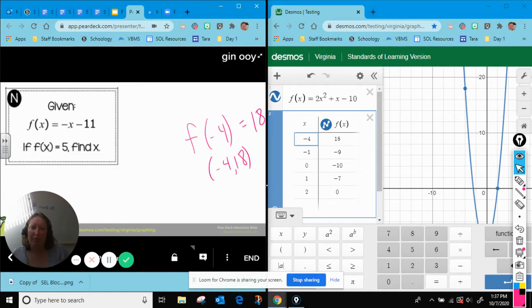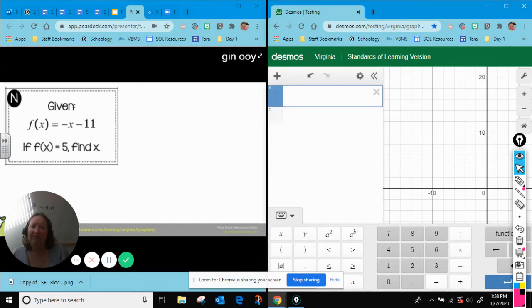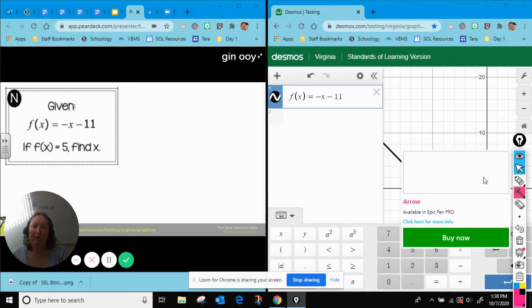Okay, here's our new problem. And we come over to Desmos. I like to just clear it out and start again. And I'm going to type in what they've given me. So f(x) is equal to -x minus 11. Okay, now when you come up here, whoopsie.